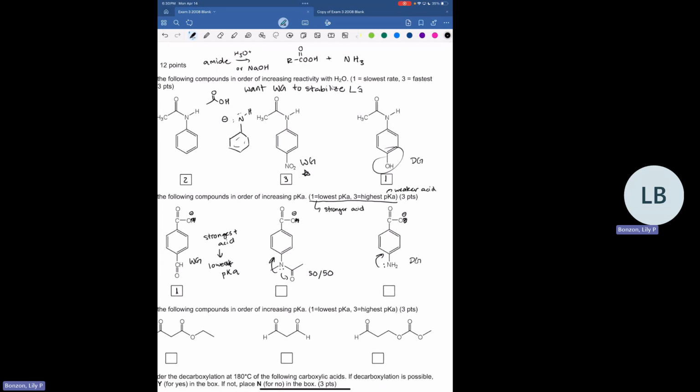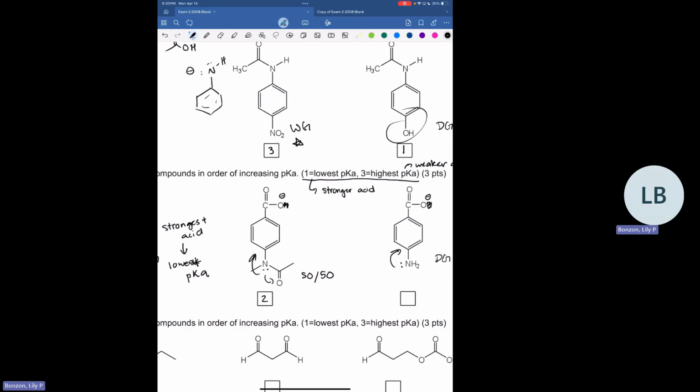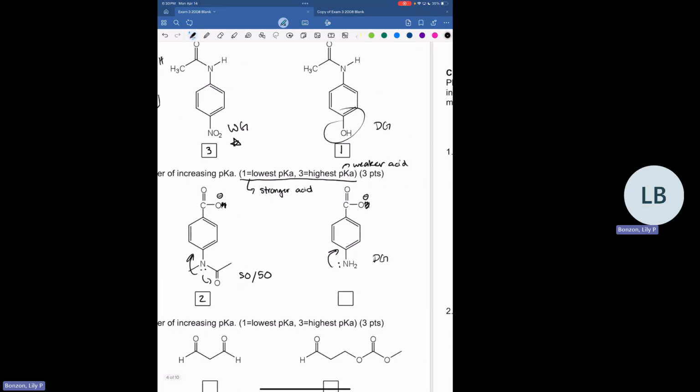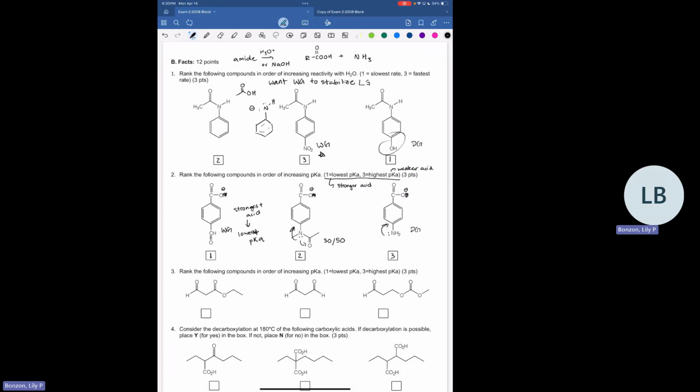In the middle, we had that 50-50 group. So this one is going to be kind of donating, kind of withdrawing, so kind of in between on acidity. So it's going to get our number 2. And then on the right, we had just a full donating group that would be destabilizing that anion. And so this one is going to be our weakest acid, and so highest pKa. So make sure you're really reading these questions carefully because it could be pretty tricky.